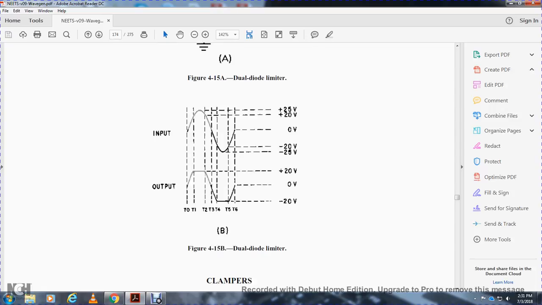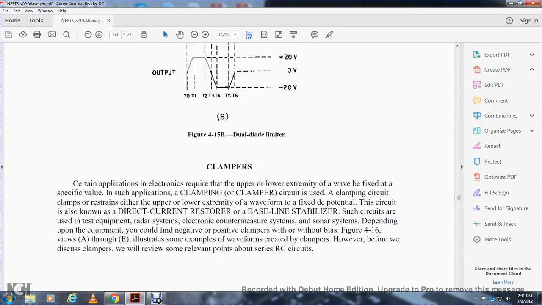Clampers. Certain applications of electronics require the upper or lower extremity of a waveform to be fixed at a specific value. Such an application calls for a clamping circuit, or clamper. A clamping circuit clamps the upper or lower extremity of the waveform to a fixed DC potential, and is also known as a DC restorer or baseline stabilizer. Such circuits are used in test equipment, radar systems, and electronic countermeasure systems. Depending upon the equipment, you can find positive or negative clampers, with or without bias.